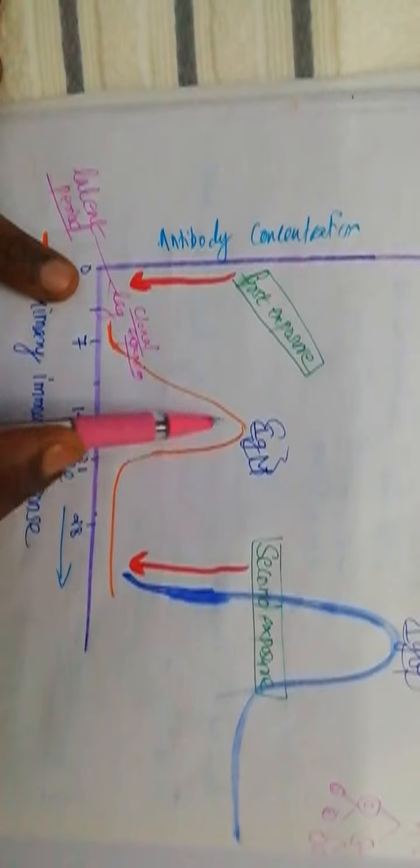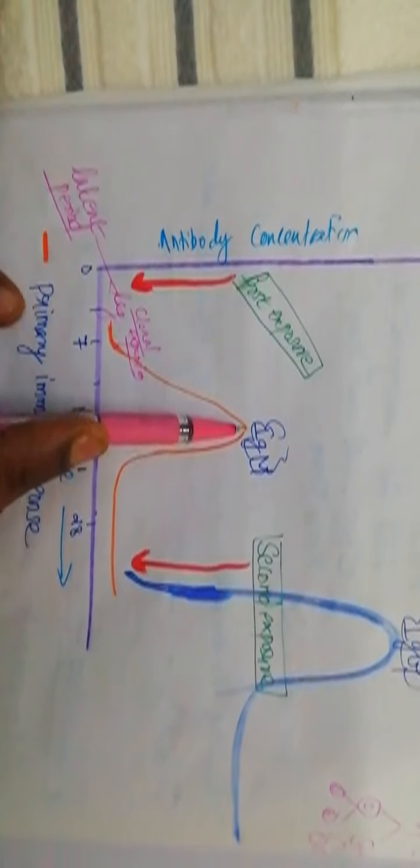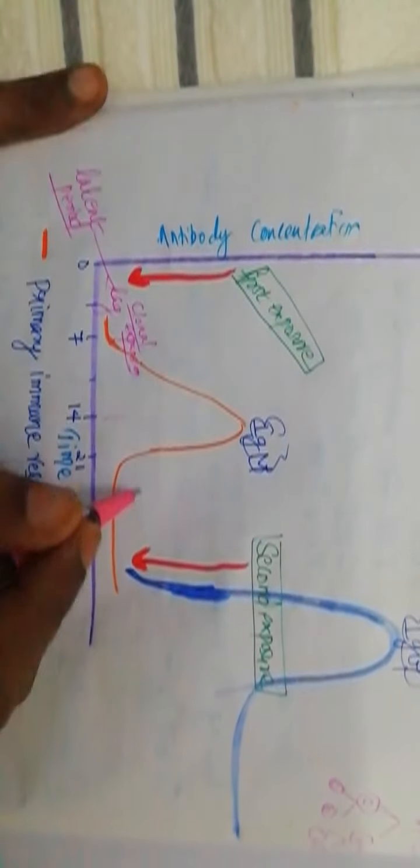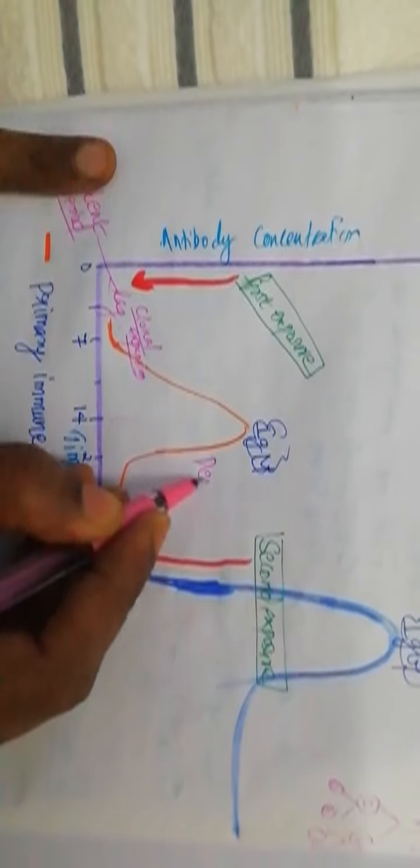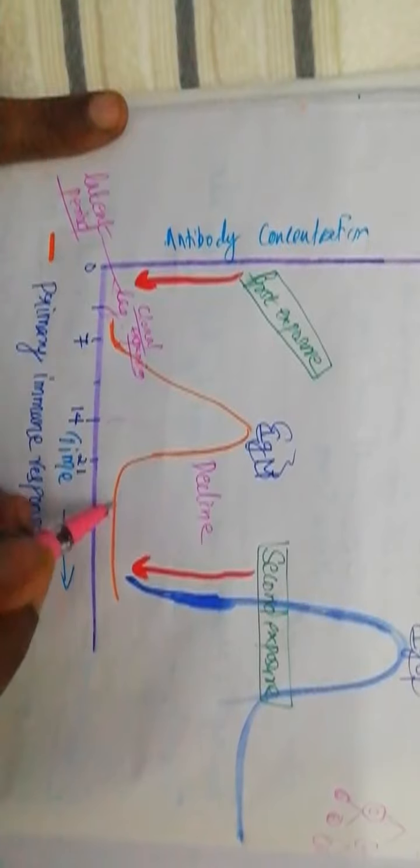Within 14 days, you can see that there will be a peak in antibody production. A very high level of antibody will be there in 14 days of infection, and then after 14 days the antibody concentration decreases and it enters into a stationary phase. Okay, so now this is the decline, and then later for a few days, for 1 month, you can see the antibody will be there in the body.